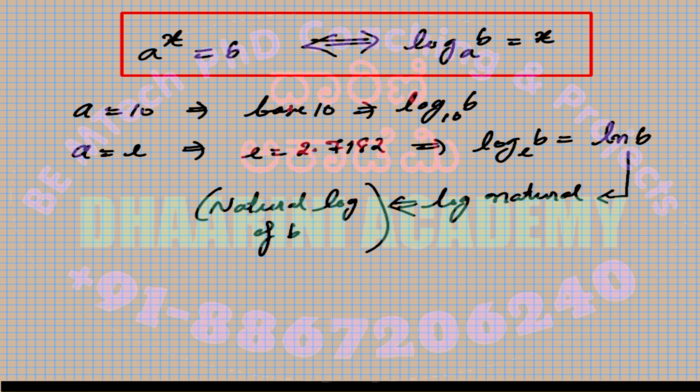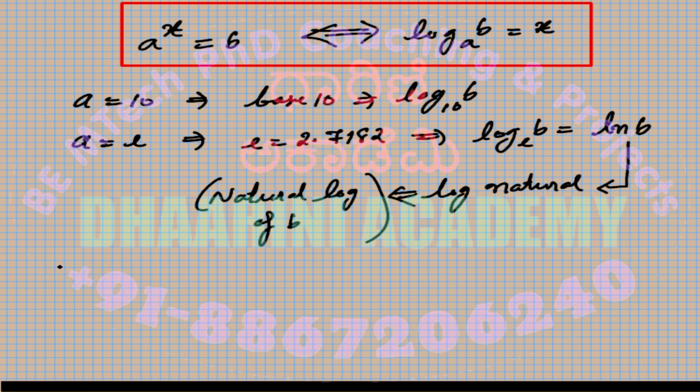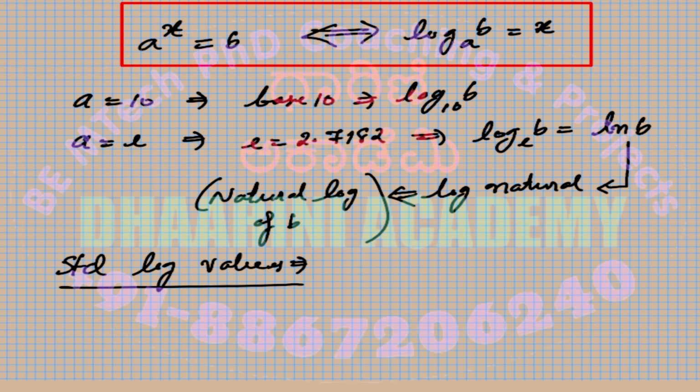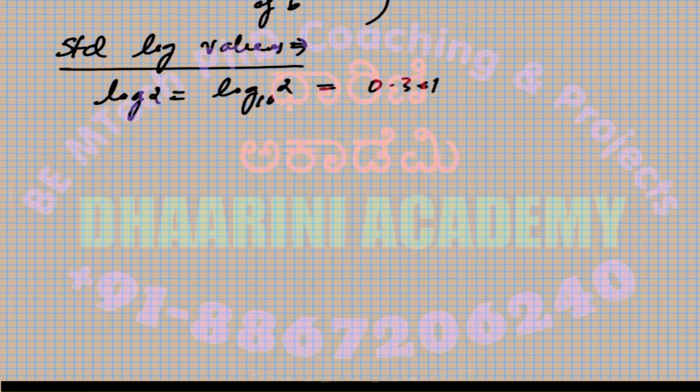So these are the common bases which we take. One is base 10, one is base e. Now let's try to remember, if we don't specify any base, that is always base 10. Let's try to remember some of the standard log values. The first one is log 2. When I say log 2, it always means log of 2 to the base 10, 0.301. You might require this to be substituted at some places.